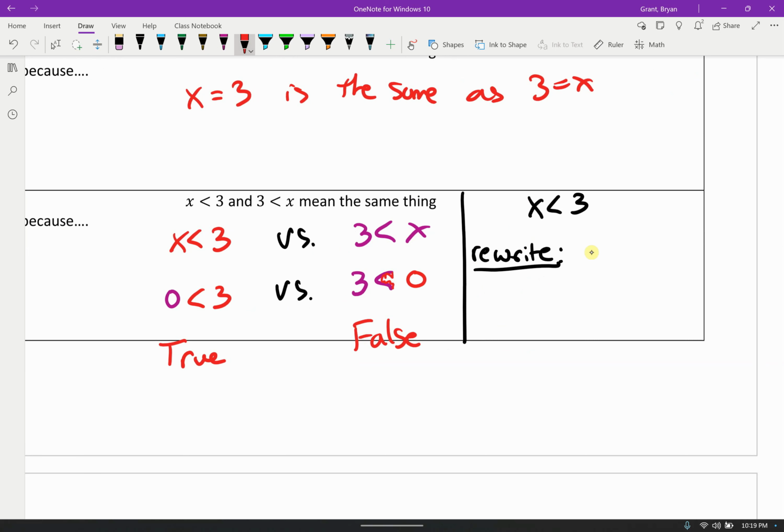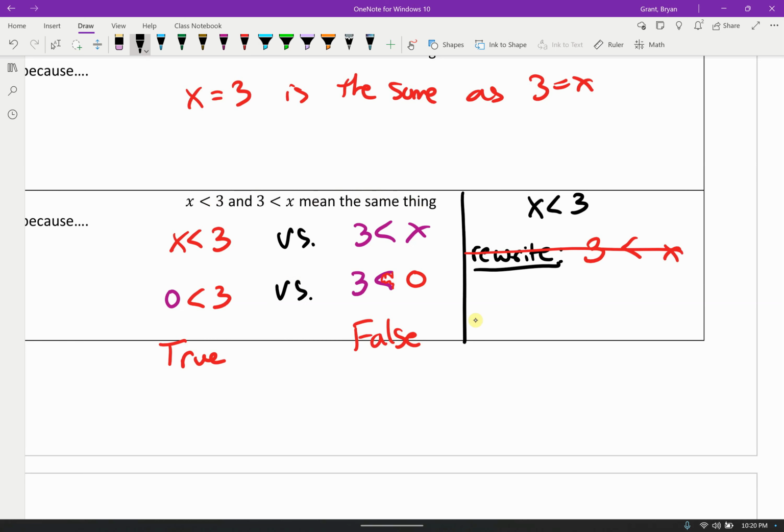And I wanted to put the 3 on this side and the x on the other side. You might, and many students do this, think, oh, it's a less than sign. We'll just keep a less than sign. But we just saw over here we can't do that. That doesn't work. So I'm going to cross that out.